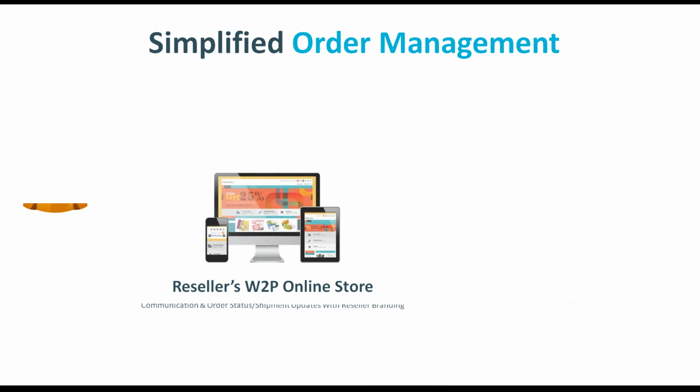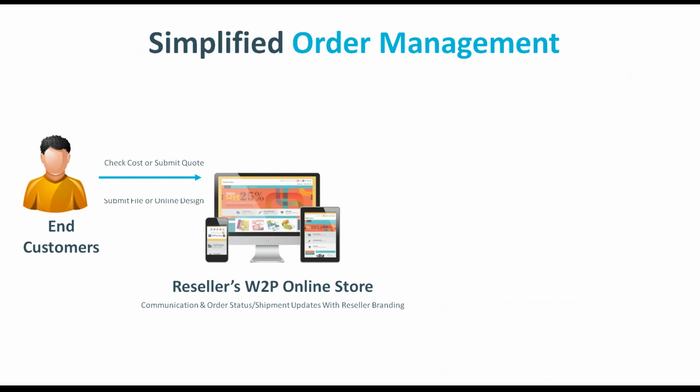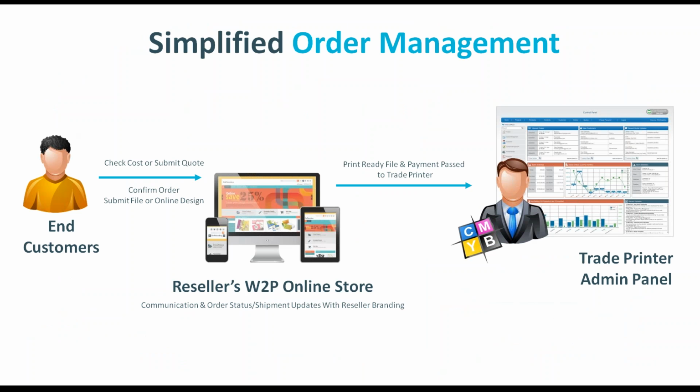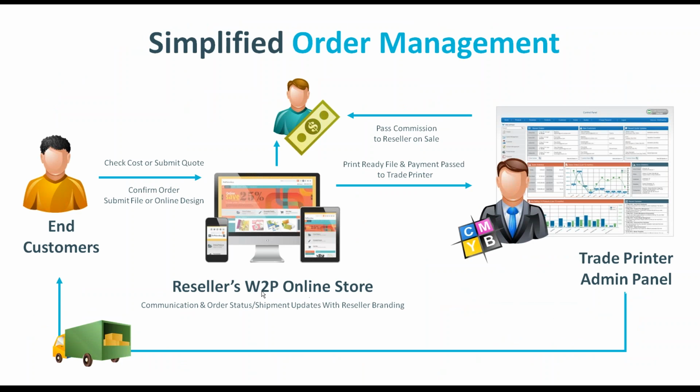So now let me show you the simplified order management, where an end customer will come to the reseller's W2P online store. They can check the cost, submit the quotation, and they can also confirm an order. Reseller W2P stores would have all the products which the trade printer has offered, and the client will have the option of uploading an artwork, or they can also choose an online designer studio.